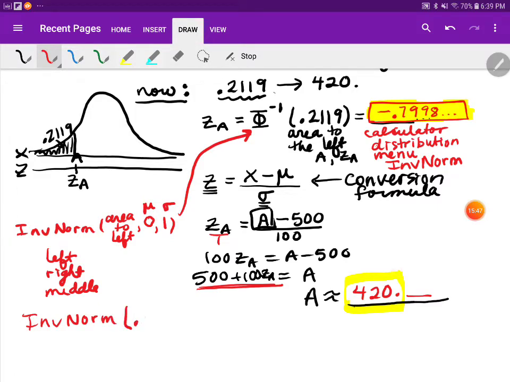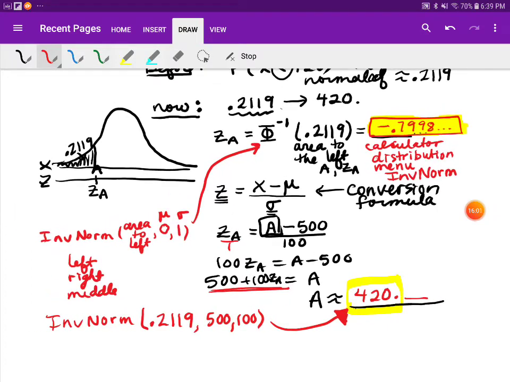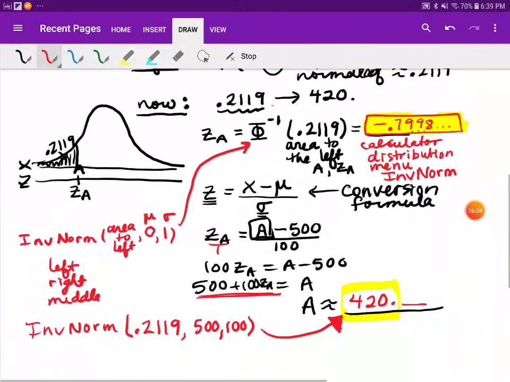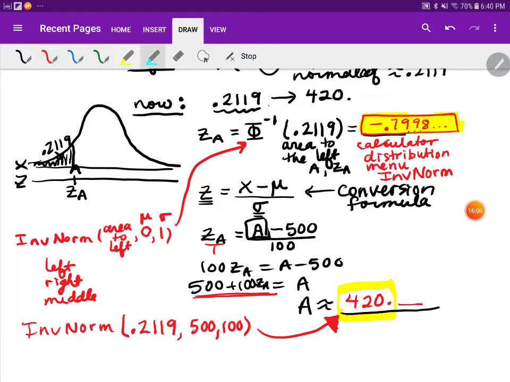You can put the 0.2119, and you can put the 500 and the 100, and it will get you directly to X. Okay, so it'll give you directly to A. So that is possible. But you won't develop your skills with this conversion formula, and that means you won't be very flexible. So you'll only be able to solve the problem that the calculator knows how to solve, and it'll be difficult if you want to solve for something else. So my suggestion would be to use this notation right here, which is a notation I learned a few years ago. That's kind of cool.